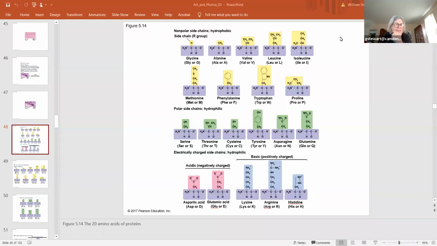So I believe that we finished with fats yesterday, with lipids yesterday, sorry. So we had 3 types of lipids. We had fats, phospholipids, and steroids or sterols.